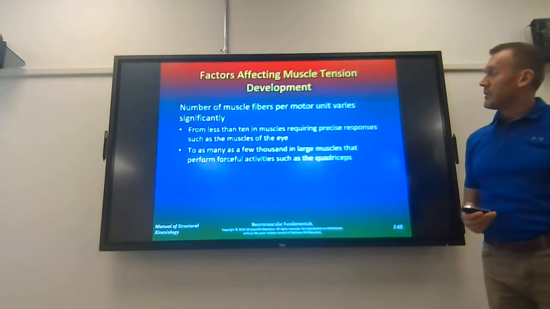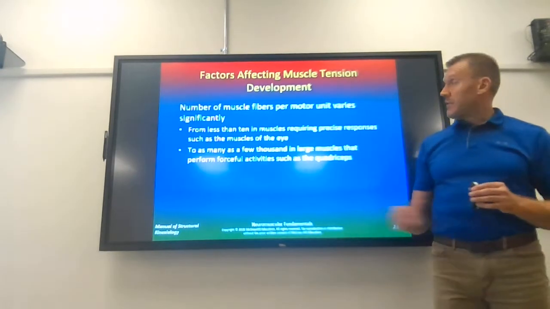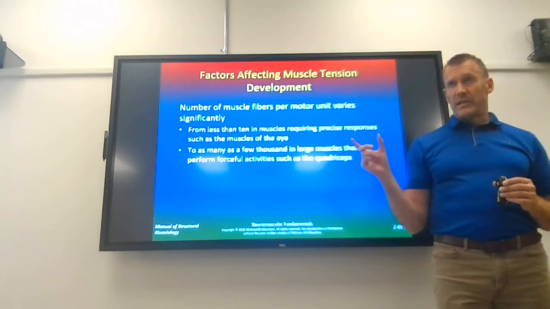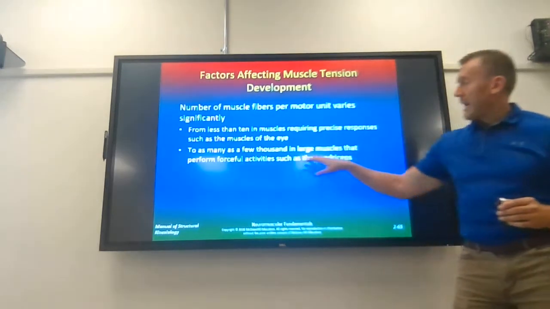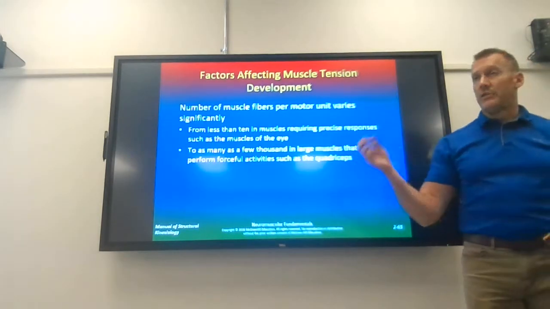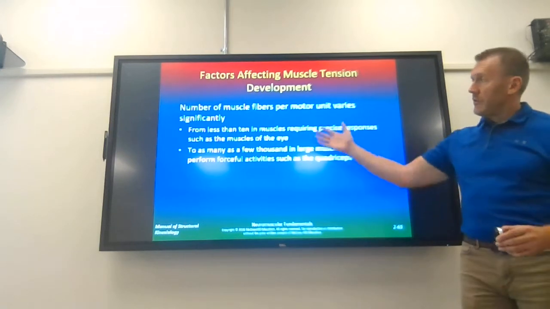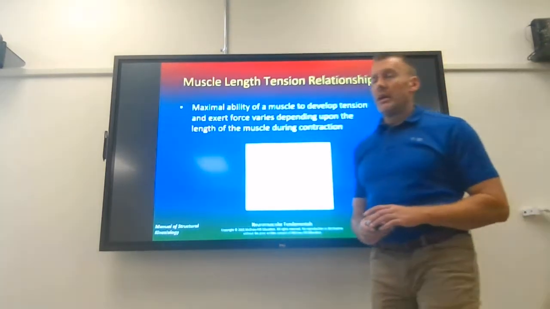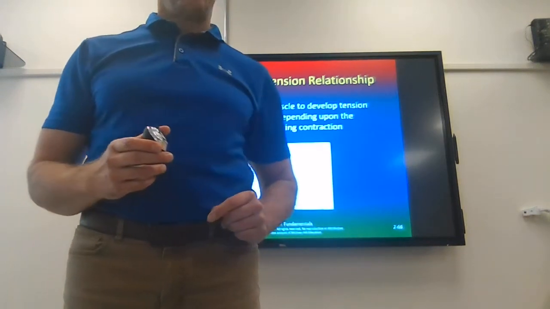Okay, so some other factors. Think about the level of control needed. For muscles that move the eyes, you're talking about maybe 10 muscle fibers connected to a single nerve cell. Whereas other forceful activities like the quadriceps would have several hundred muscle fibers that are controlled by a single nerve cell. So the level of force needed is also an important factor. Okay, so any questions about motor units? That's the first factor that affects force production, motor units.